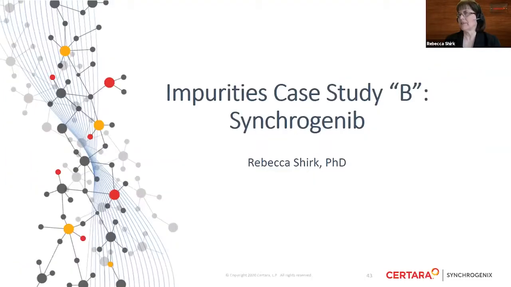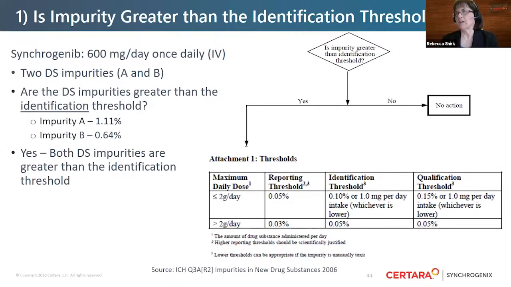So for the last part of today's webinar, we're going to present 2 additional case studies based on our experience at Synchrogenics writing regulatory documents for new drug applications. The first case study is for a drug that we're going to call Synchrogenib. Synchrogenib had 2 manufacturing impurities that were observed in the drug substance, and we'll call them, not so creatively, impurity A and impurity B.